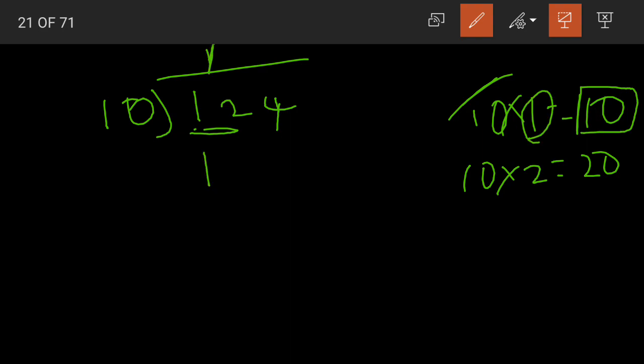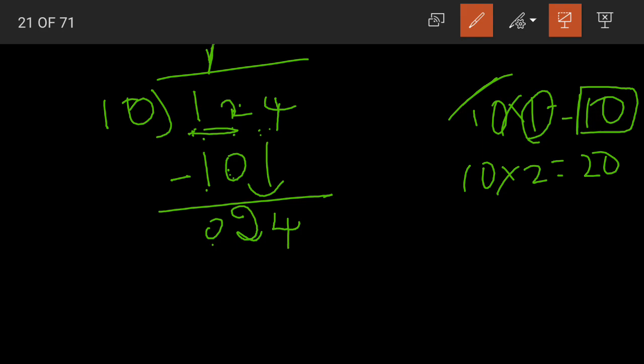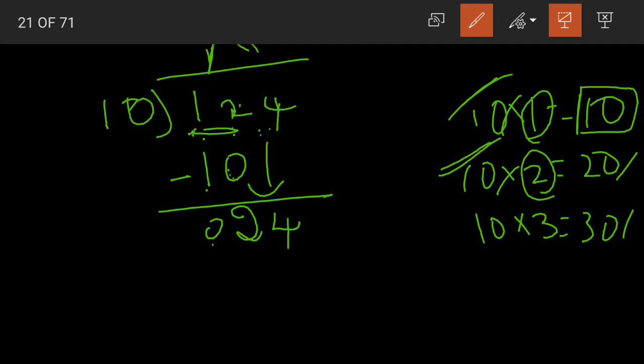So 1 will be written in the quotient. 10 will be written below 12. Now when we subtract, 2 minus 0, 2, 1 minus 1, 0. Bringing another digit down, 4. Now 24, does 24 come in 10 table? No, right children? Again we have 10 twos are 20 and 10 threes are 30. Going with the smaller number, 10 twos are 20. Yes, when we subtract, 4 will be our remainder.